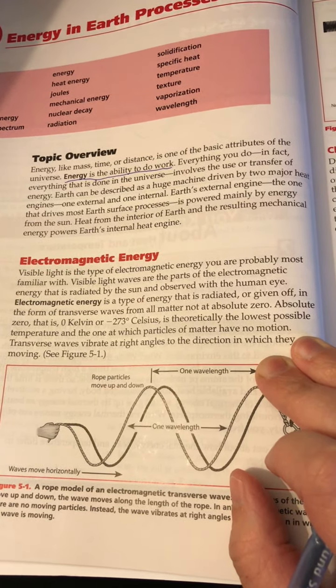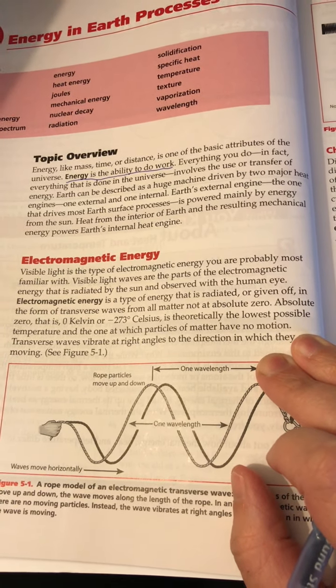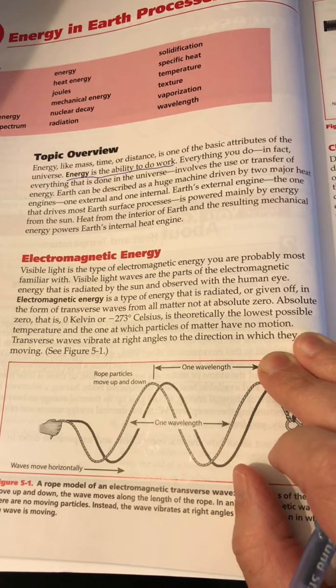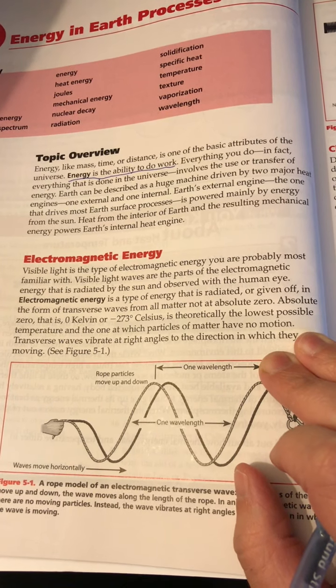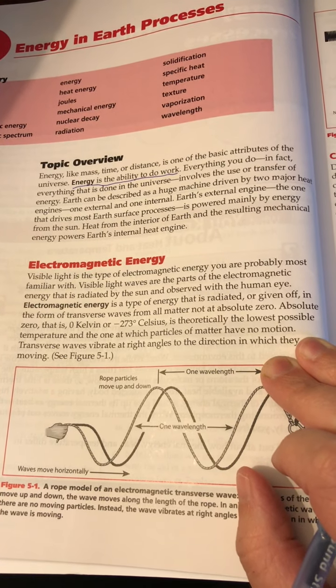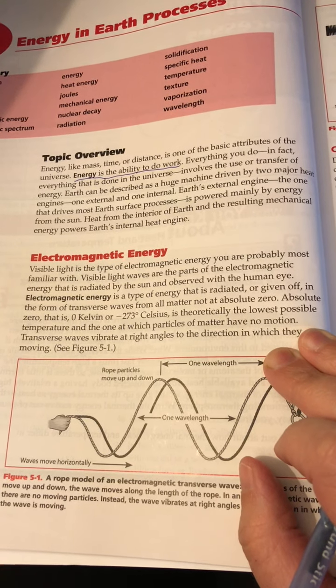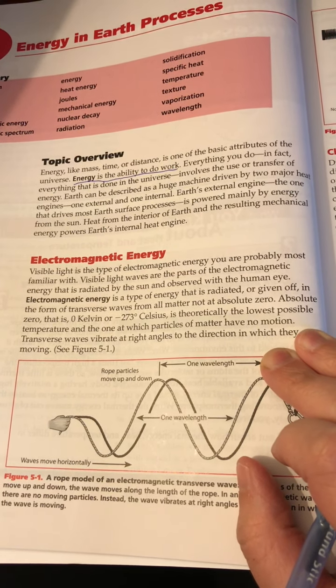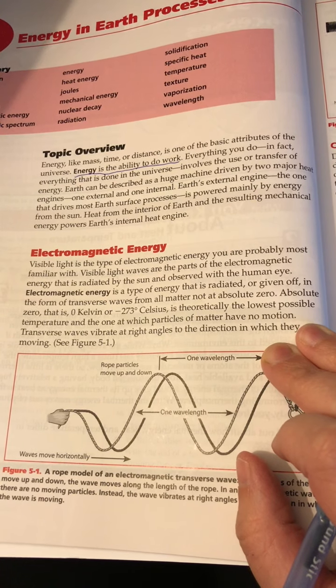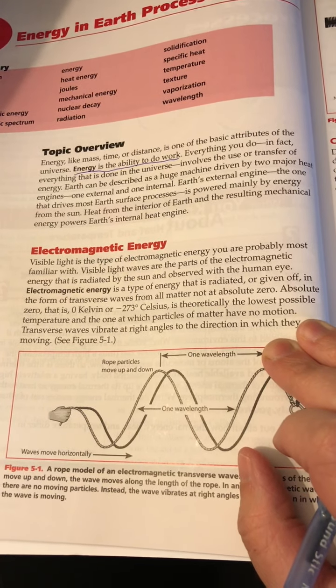Earth can be described as a huge machine driven by two major heat engines, one external and one internal. Earth's external engine, the one that drives most Earth surface processes, is powered mainly by energy from the sun. Heat from the interior of Earth and the resulting mechanical energy powers Earth's internal heat engine.